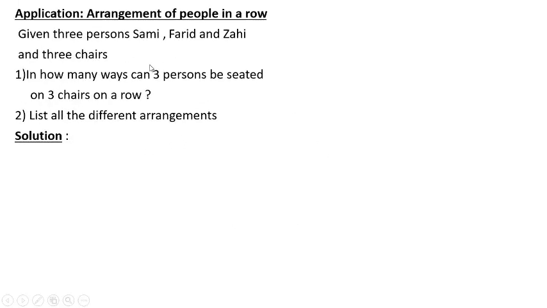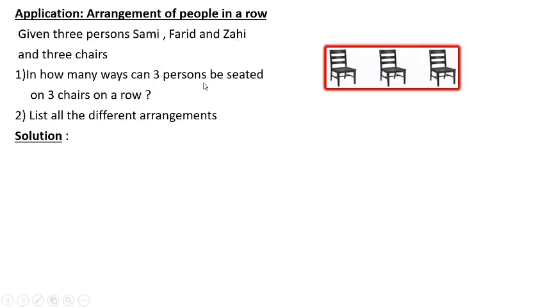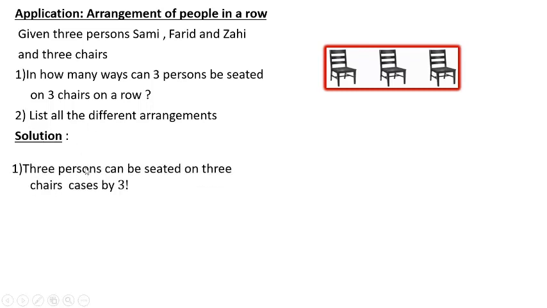New application, arrangement of people in a row. Given 3 persons, Sami, Farid, and Zahi, and we have been provided with 3 chairs on a straight line. Question number 1. In how many ways can 3 persons be seated on 3 chairs in a row? Solution of part 1. It is very easy. 3 persons can be seated on 3 chairs in 3 factorial ways. Then the total possible outcomes equal 6. Part 2. List all these possible outcomes.